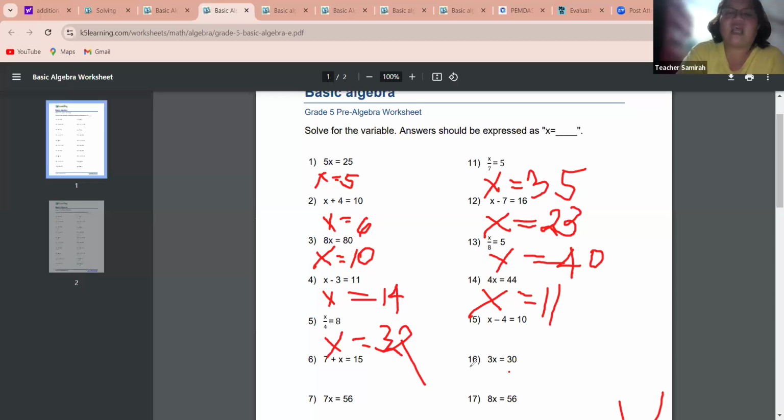Next, x minus 4 is equal to 10. Transpose minus 4 to the right side, it will become x plus 4, and x therefore is equal to, where is my cursor? I cannot see you. X therefore will be equal to 14.